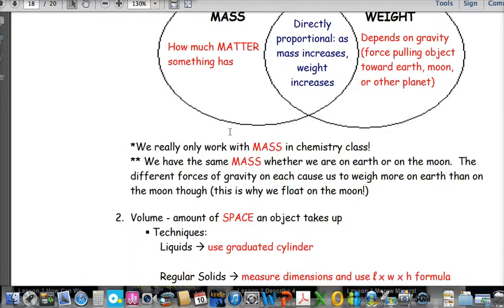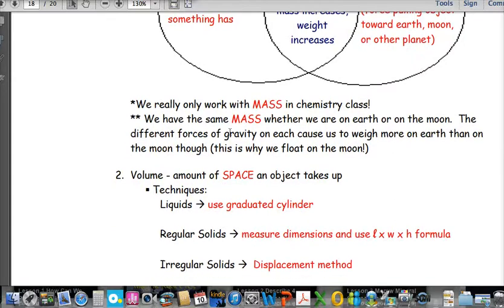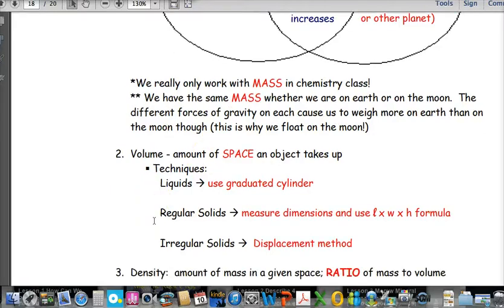How do we measure the volume? The volume is the amount of space an object takes up. So, for example, if I wanted to measure the volume of a liquid, I'm going to use a graduated cylinder, like we talked about at the beginning of this unit. If I wanted to determine the volume of a regular solid, something that's either a rectangle or a square, I'd use the formula length times width times height.